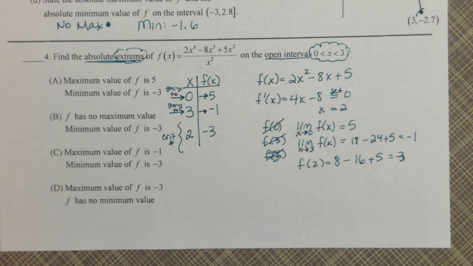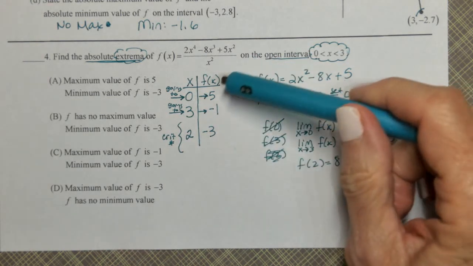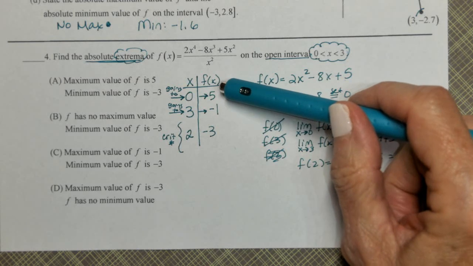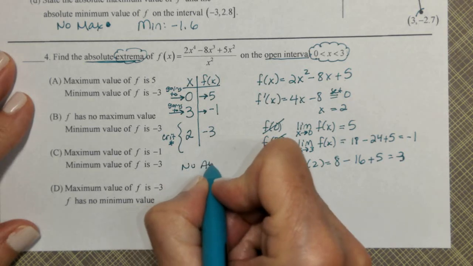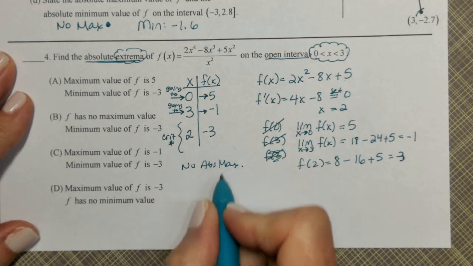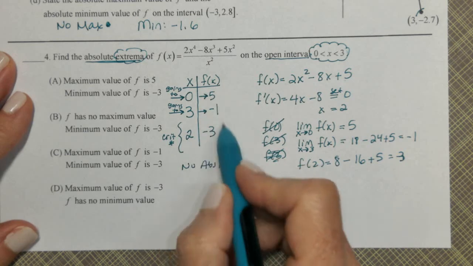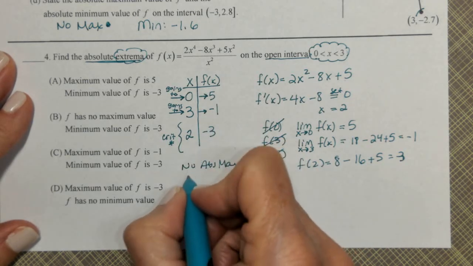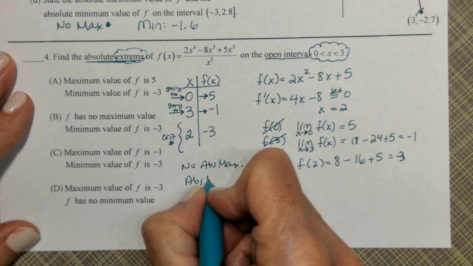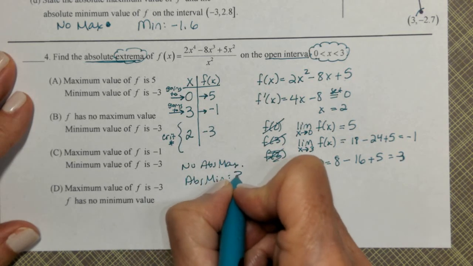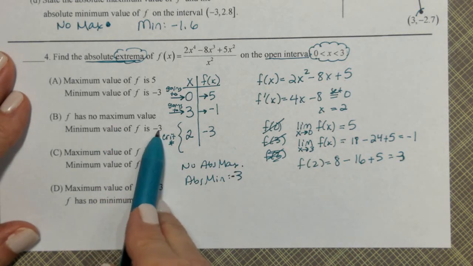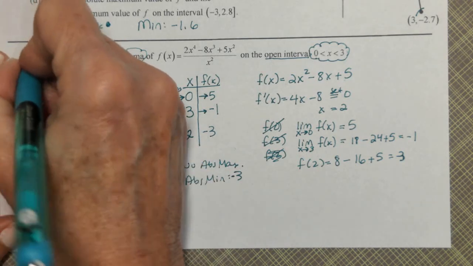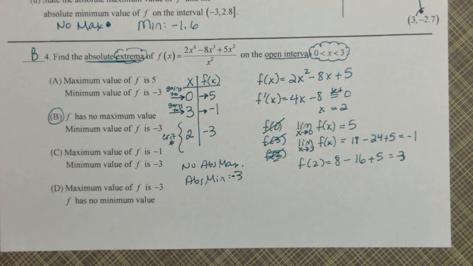Okay, so which one is the highest? 5 is the highest, but we never reach it. So I will say here, no absolute max. Which is the lowest? Negative 3, and it does reach it. So the absolute min is negative 3. So which one is that? No max, min of negative 3, B. Okay, so that is absolute or global extrema.